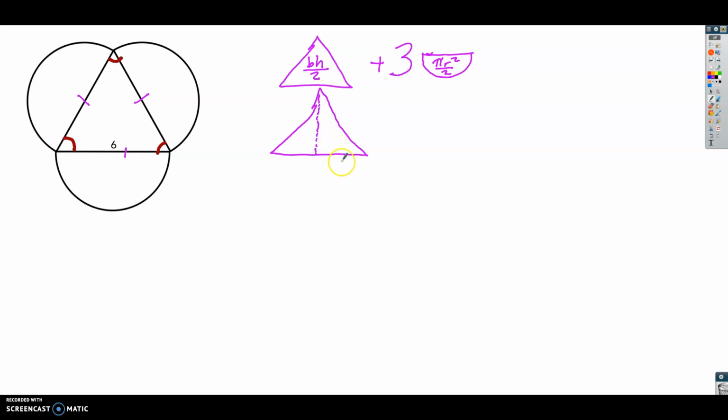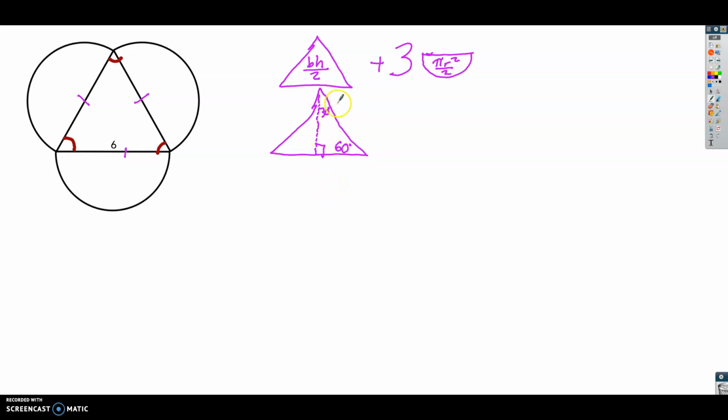Right, so what I need to do is, I know that for an equiangular triangle, it's going to be 60 degrees for all angles. So I'm actually going to take a look at this right triangle right here. Here, I know that this is a right angle and this is 60 degrees and this will be 30 degrees.